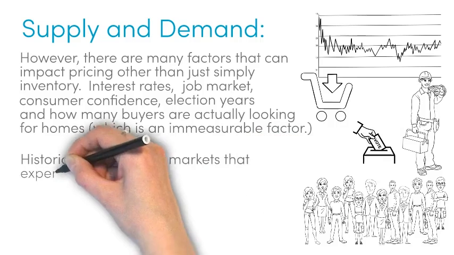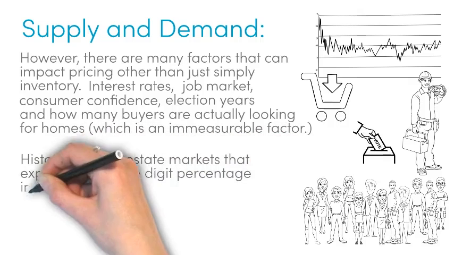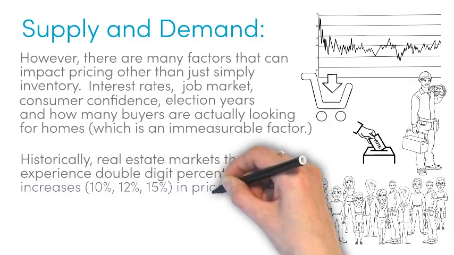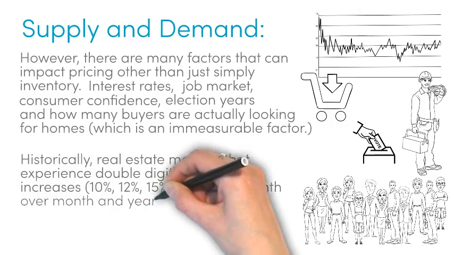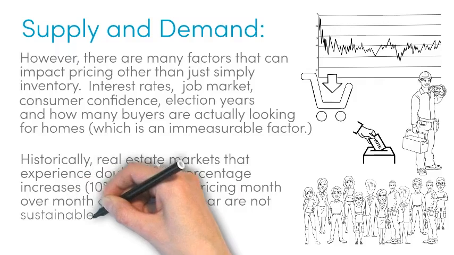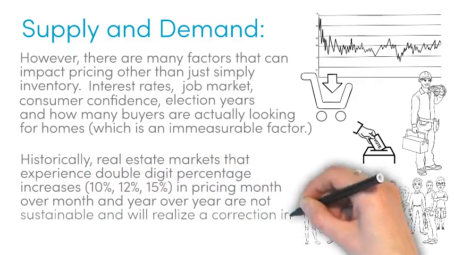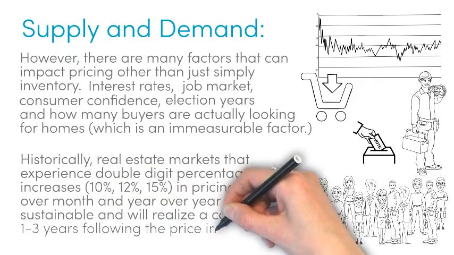Historically, real estate markets that experience double-digit percentage increases in pricing month over month and year over year are not sustainable and will realize a correction in 1 to 3 years following the price increases.